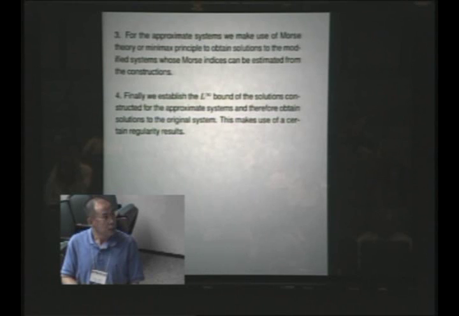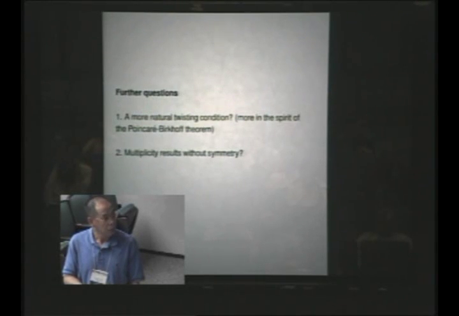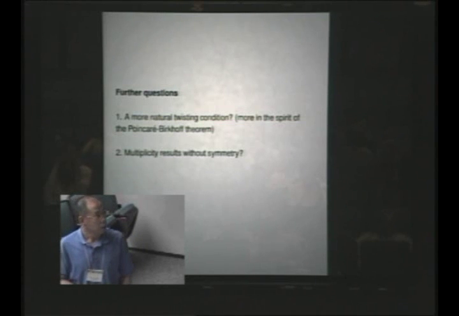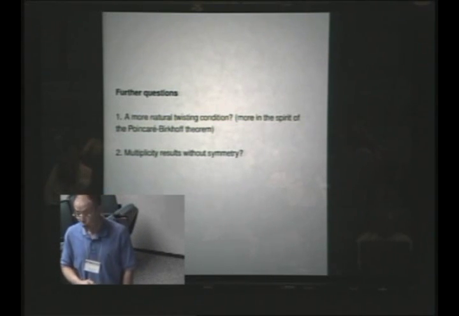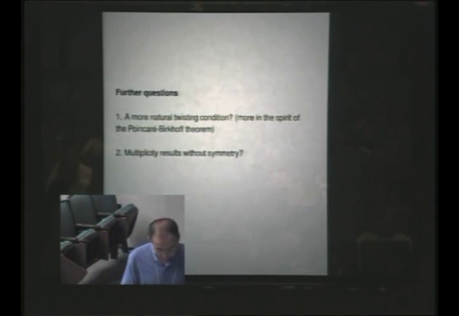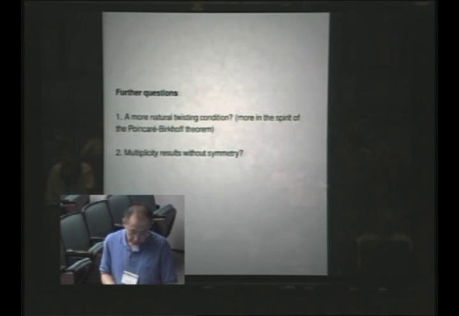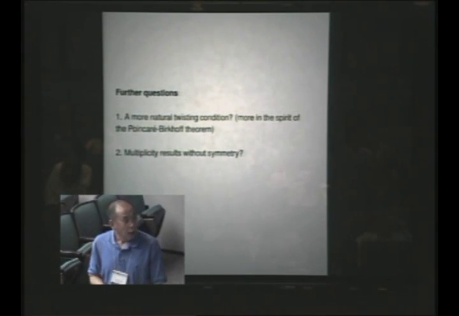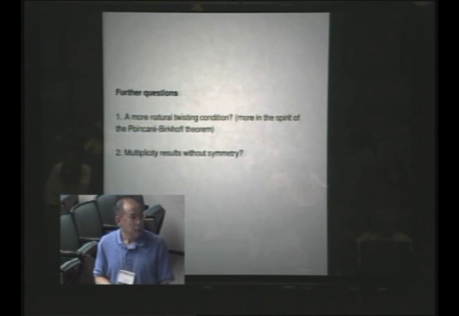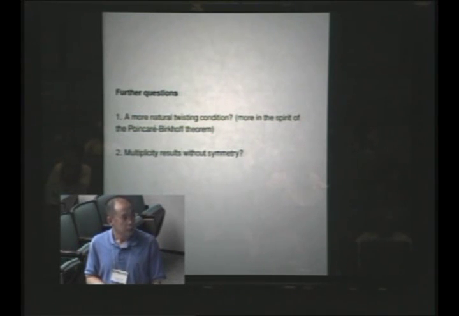Let me just finish with a couple of further questions. The first one is about more natural twisting conditions. In the last result we dropped the asymptotic expansion condition for the Hamiltonian at the expense of requiring a stronger twisting. Remember that the interval is widened by 2 units, one to the left, one to the right. Then there should be a condition that is more natural and in the spirit of the Poincaré-Birkhoff theorem.